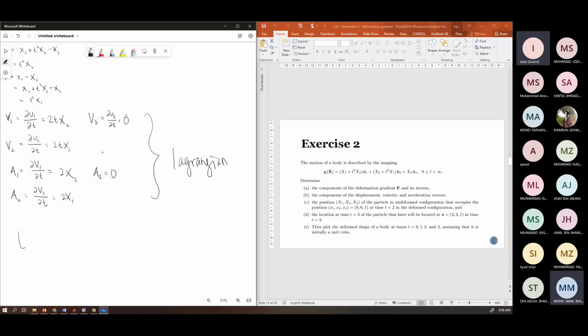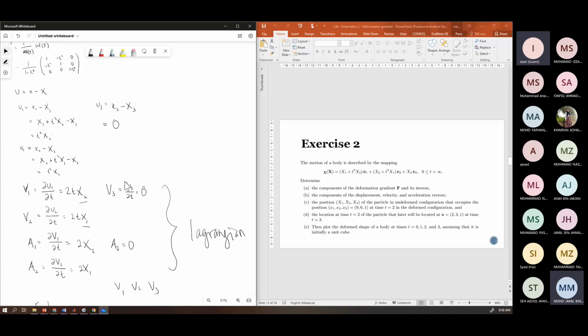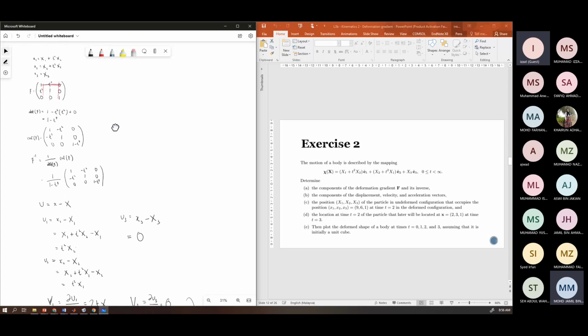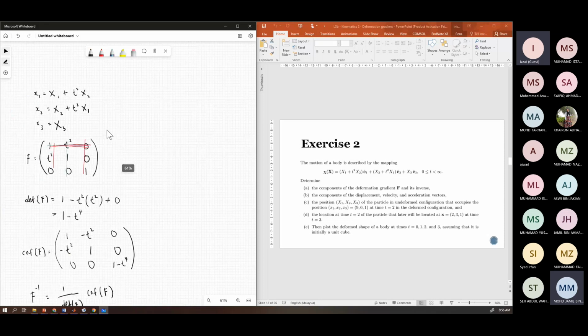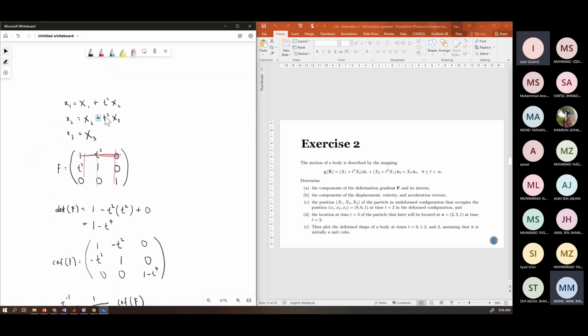So to get in Eulerian, the small v1, v2, and v3, and small a1, a2, and a3, what you have to do is you just substitute x2, x1 here using the inverse of the original motion here. So you need to find the inverse of this matrix here.